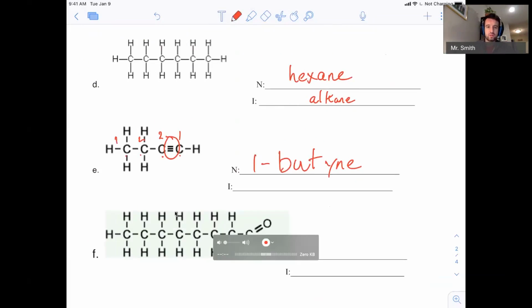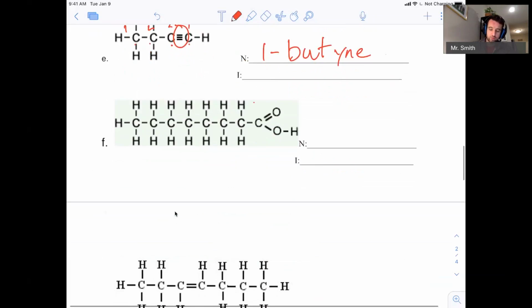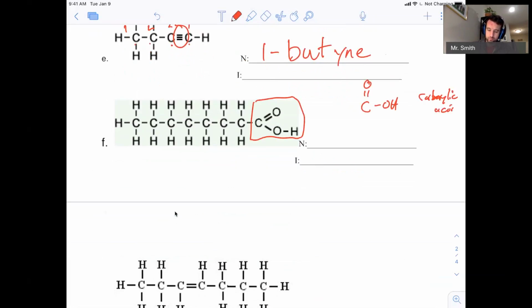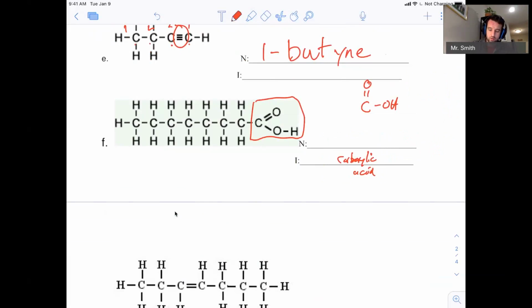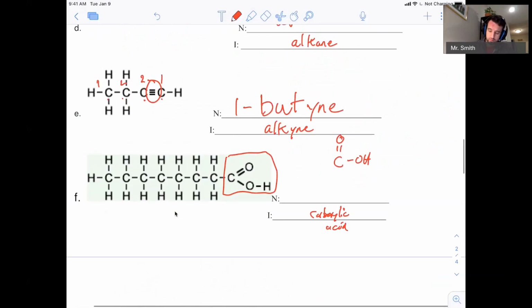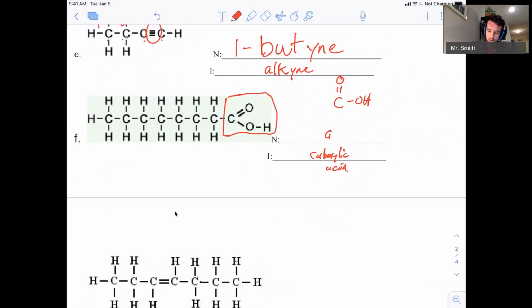F looks a little bit different than something you might have seen before, but this has a C double bonded to an O and then an OH. So that is a carboxylic acid. Carboxylic acid. Oh, by the way, the previous problem was an alkyne. Cool. So carboxylic acids end in anoic acid, and then whatever comes in front is just how many carbons we have.